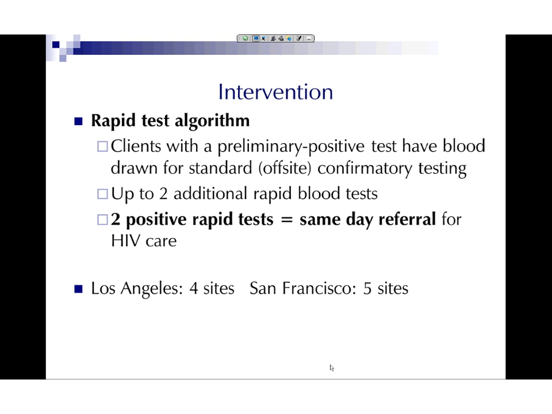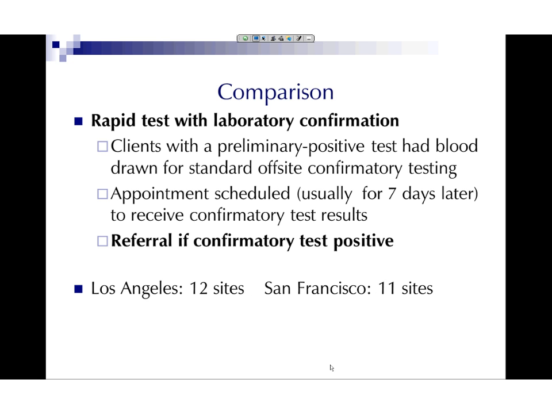This particular study with the intervention in the rapid test algorithm was done at 4 sites in Los Angeles and 5 in San Francisco. For comparison, people received essentially the conventional treatment. If they had a preliminary positive rapid test, they had blood drawn for standard confirmatory testing and an appointment scheduled, usually for 7 days later, to get their confirmatory test results. And if the confirmatory test was positive, they then received a referral for care. And this was in 12 sites in Los Angeles and 11 sites in San Francisco.